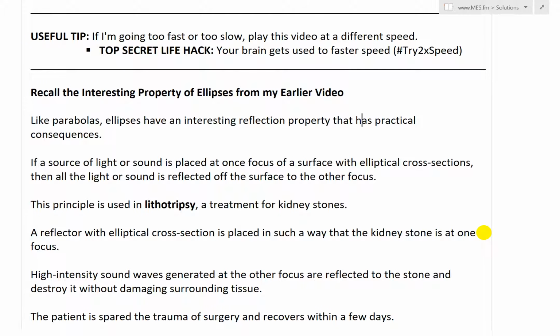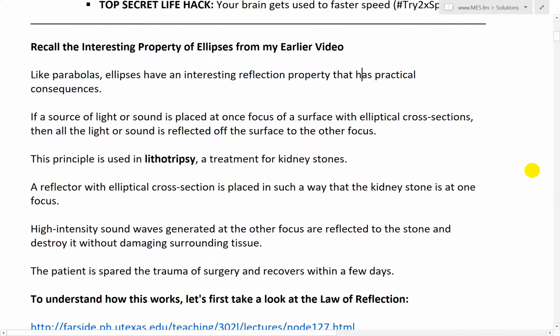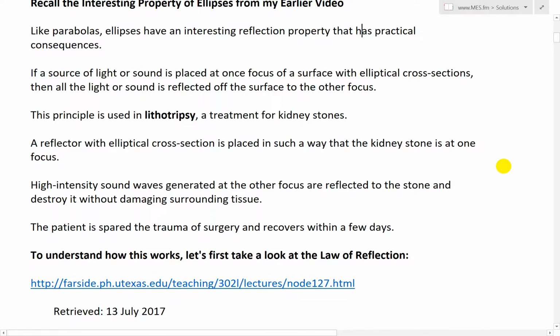So recall the interesting property of ellipses from my earlier video, so make sure to watch that. That's in the link in the description below. From that video I showed that like parabolas, ellipses have an interesting reflection property that has practical consequences. If a source of light or sound is placed at one focus of a surface with elliptical cross sections, then all the light or sound is reflected off the surface to the other focus, or one focus off that elliptical cross section or reflector right back to the other focus.